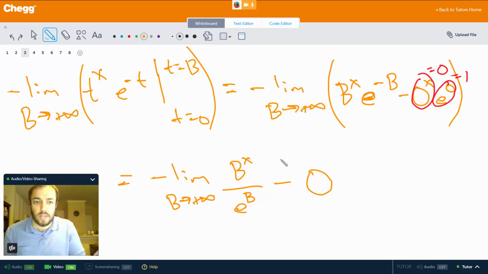Now what happens here? So we're taking the limit as big B goes to infinity of b to the x divided by e to the b. So this might look really strange with the big B's, but just think about here, this is a power function, this is an exponential function. Exponential functions grow way, way more quickly than power functions. So this is really just a calculus 1 type limit here.